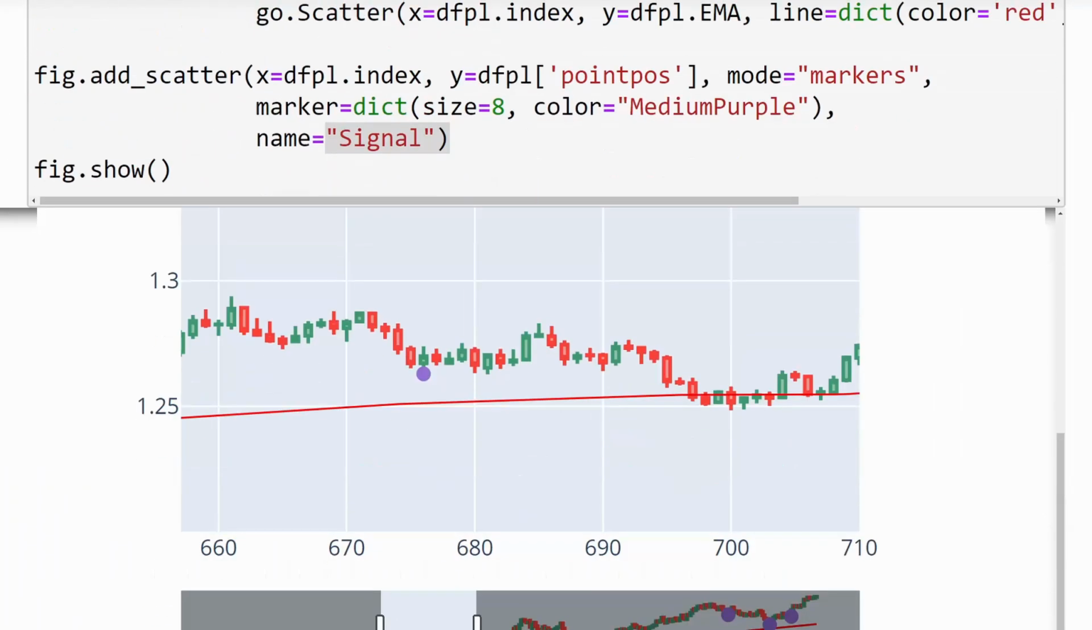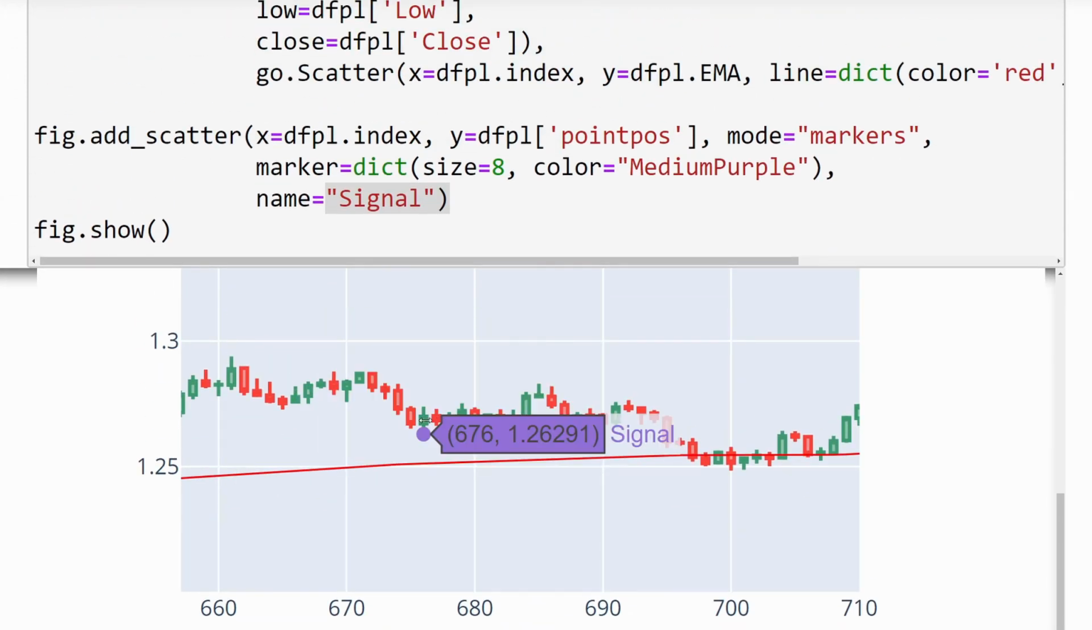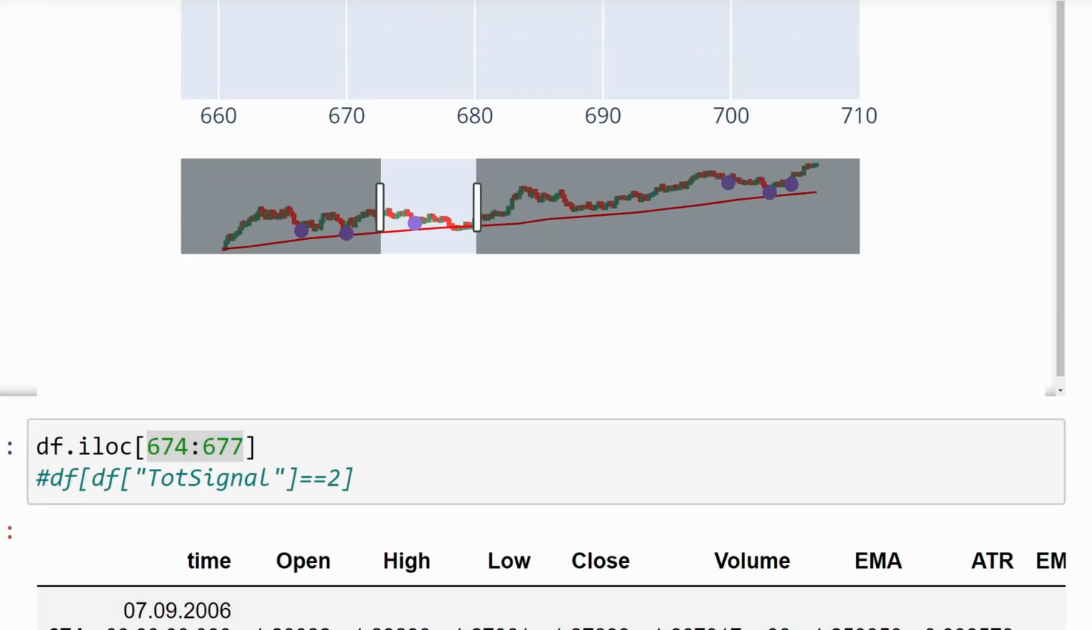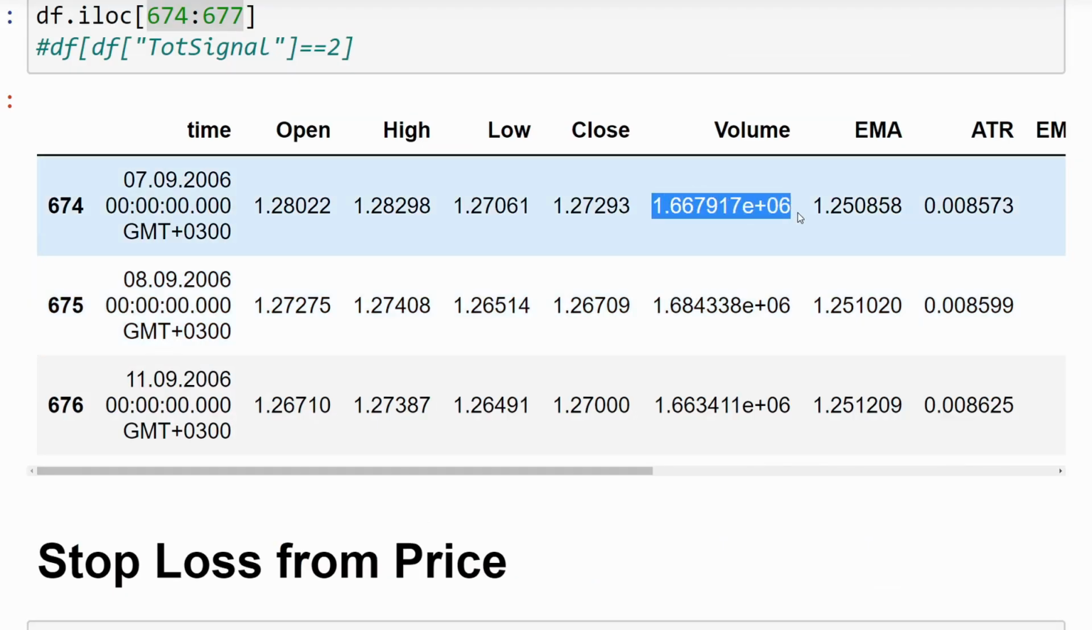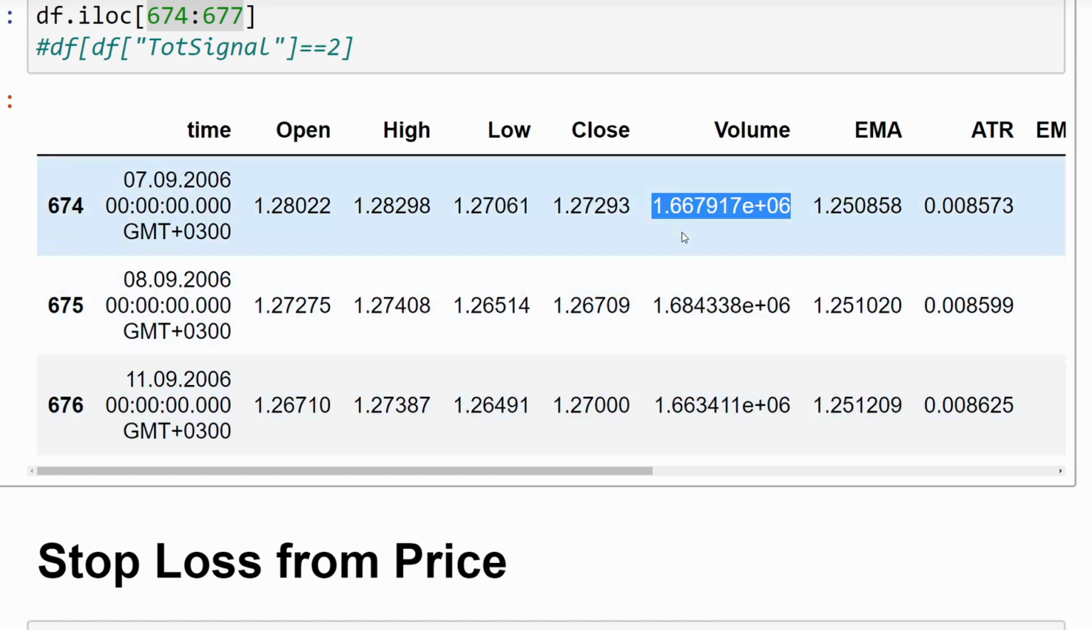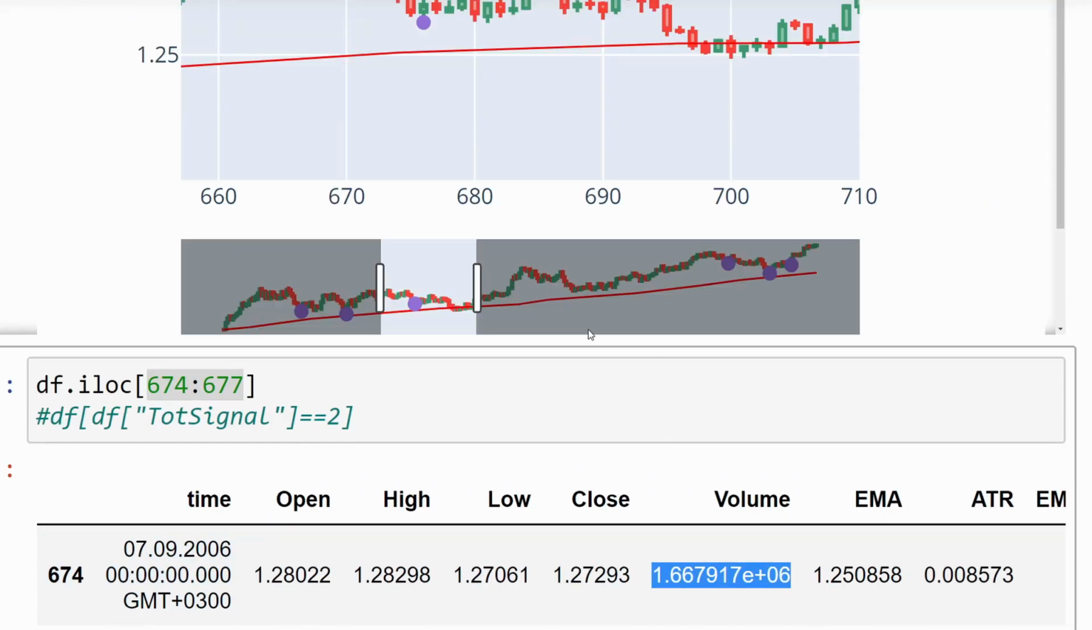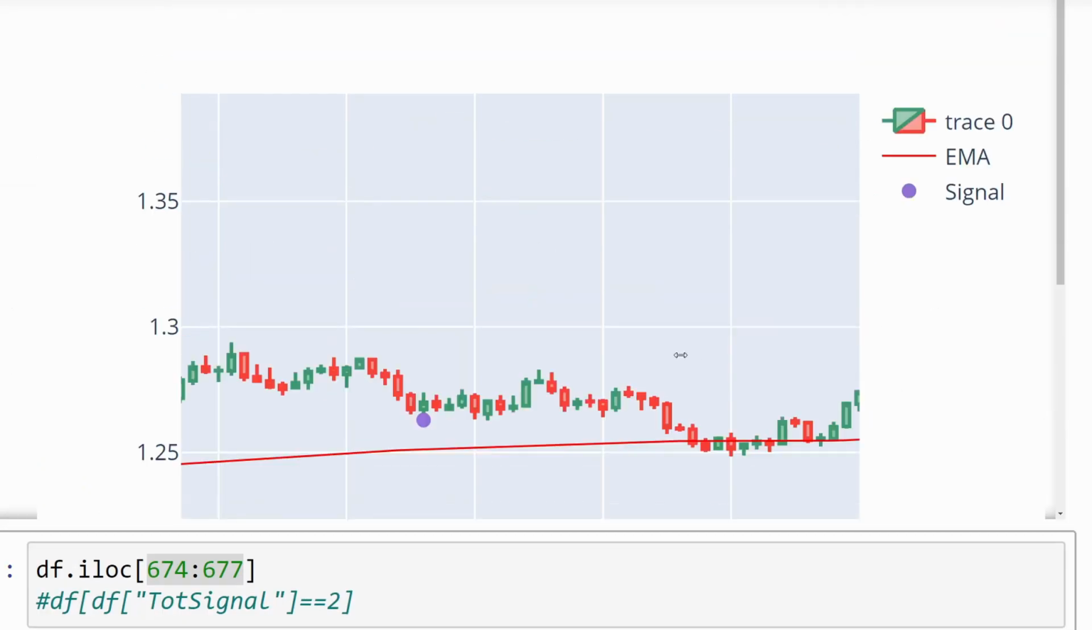And this is what happened here. In fact, this particular candle doesn't have a greater volume than the previous candle. However, its previous candle, the 675, has indeed a greater volume than the 674 index row or candle. So in this case, we have a volume signal that is valid. This is what happened here.